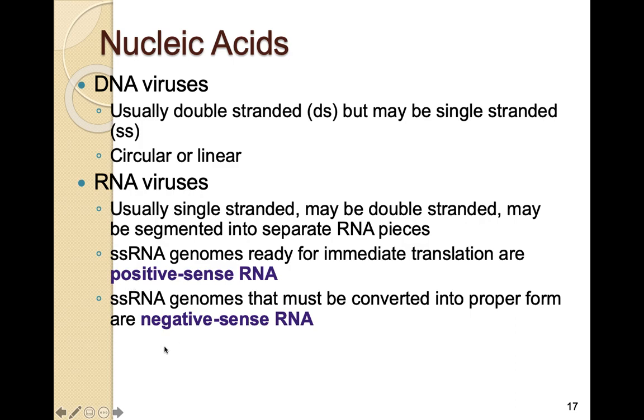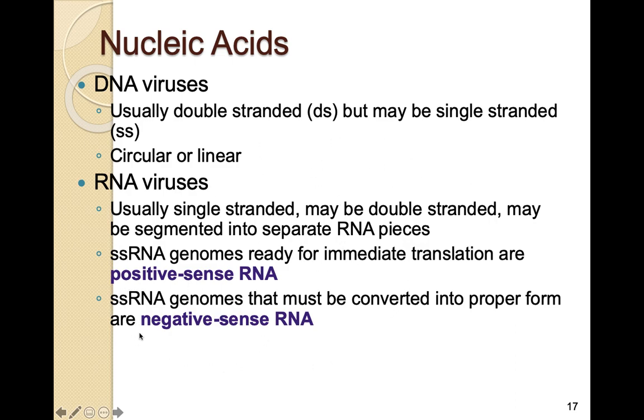An RNA virus that has negative sense RNA, on the other hand, has to be converted. This is backwards. This is RNA that's read right to left. You can't read that correctly. So once this virus gets inside of a host cell, it has to be converted from reading right to left, negative sense RNA, to reading left to right, positive sense RNA. So it's an extra step, a little extra work. You have to switch negative sense RNA to positive sense RNA, and then you can start making viral copies of yourself.